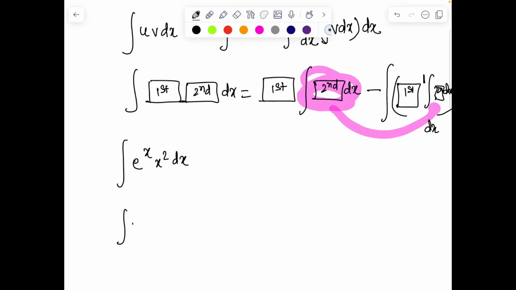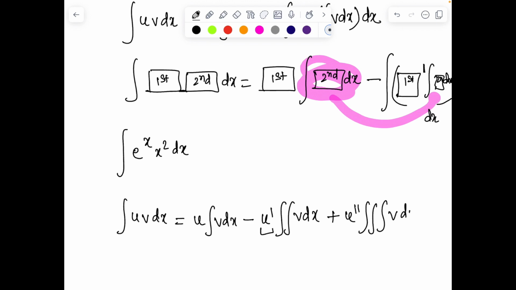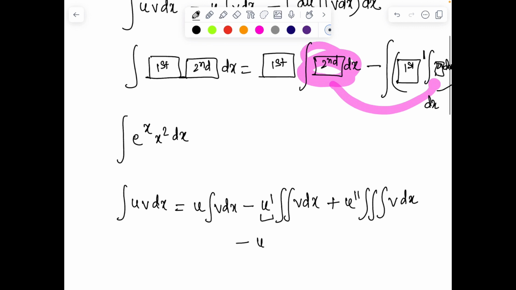We can use generalized integration by parts, and it goes like this: you leave one, integrate the other function, minus differentiate the first, integration of the other, plus differentiate again the function which we got previously, integrate the second one again, minus differentiate u thrice, integrate v four times, plus and so on and so forth.